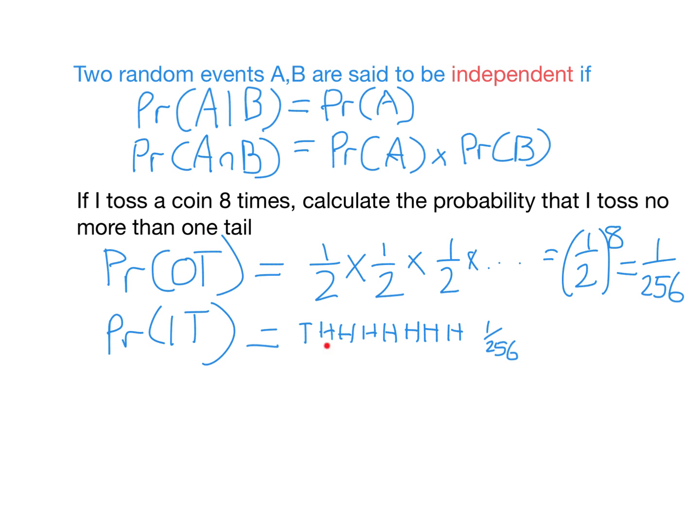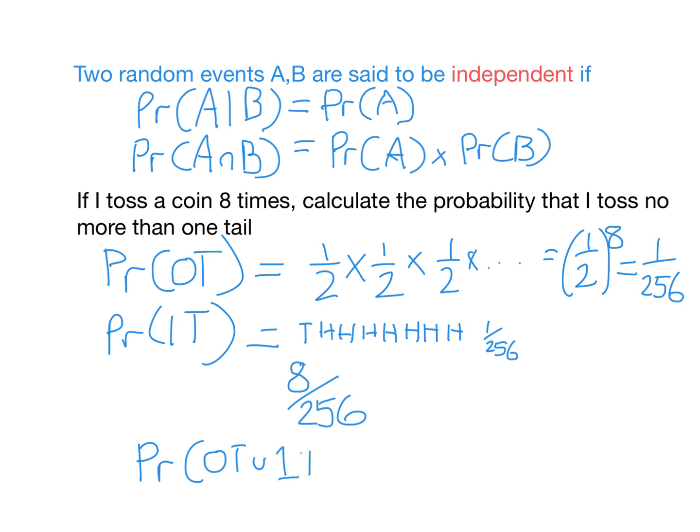The probability I get tail second would be the same. Half times a half times a half, 8 times. So there are 8 ways it can occur. The probability of getting one tail is therefore 8 times 1 over 256. It's 8 over 256. So the probability that either of them happens, the probability I get 0 tails or 1 tail.